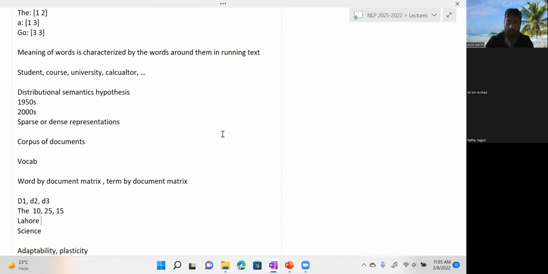So what about Lahore? Let's say in D1 it occurs 5 times. In D2 it occurs 0 times. In D3 it occurs 0 times. What about science? 0, 1, and let's say 5. So you can have this matrix. This is now a 2D matrix, which we call a term by document matrix. Okay? So now this matrix captures more detailed information about words and documents.